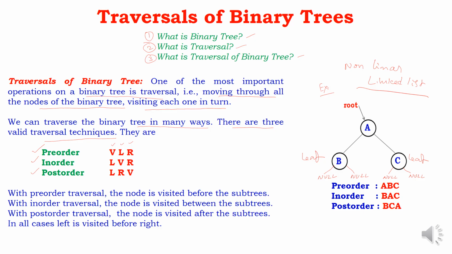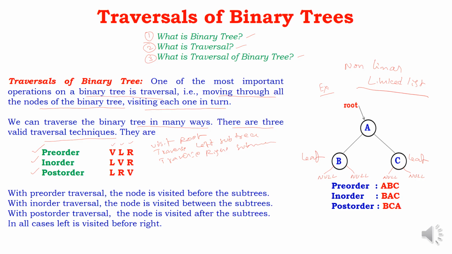What is preorder? VLR. V for visit root node. Then L is traverse left subtree. And R is traverse right subtree. So if it is preorder, visit root node, traverse left subtree, traverse right subtree. Traverse left subtree in preorder. Again, the left subtree also may be a binary tree, so the entire left subtree may be traversed in preorder only.